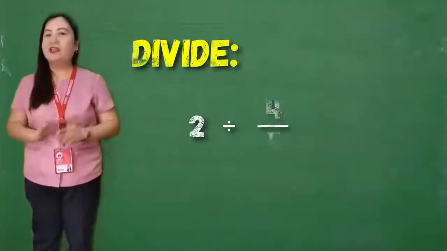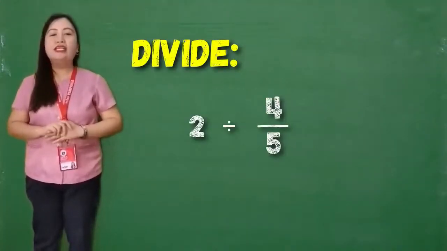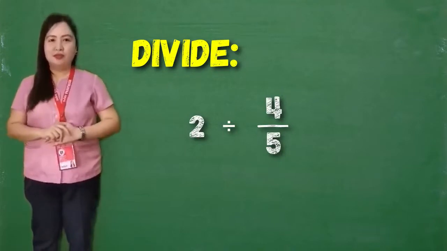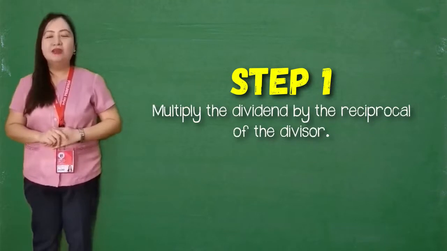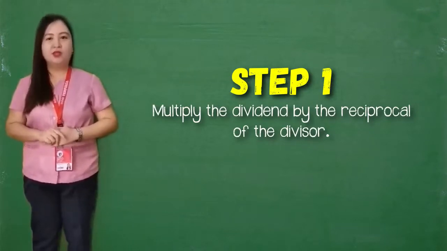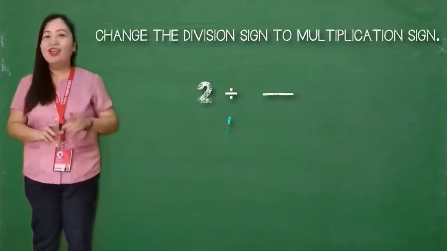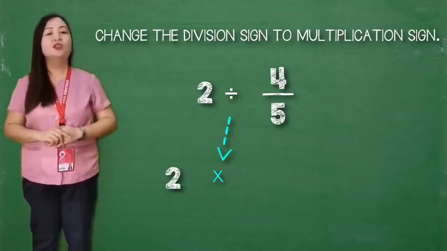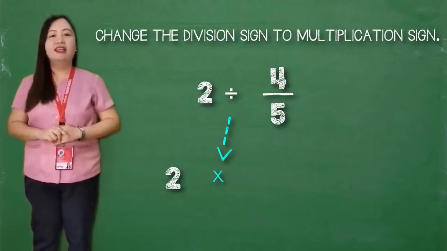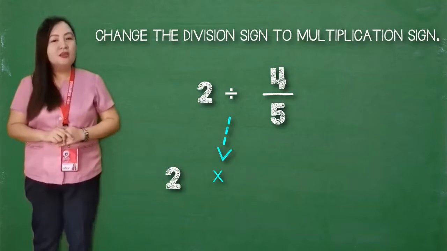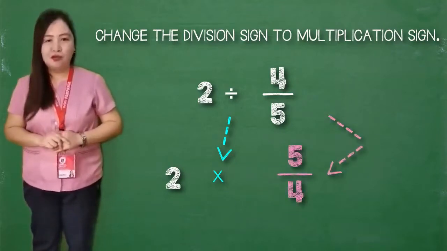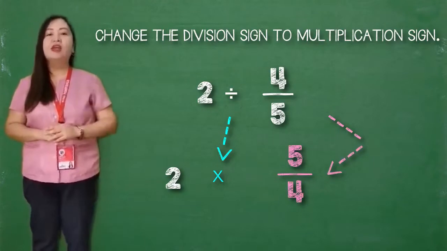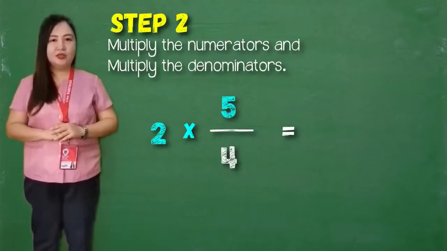Let's have the second example. 2 divided by 4/5. Step 1. Multiply the dividend by the reciprocal of the divisor. First, change the division sign to multiplication sign. Second, the reciprocal of 4/5 is 5/4. Step 2. Multiply the numerators.